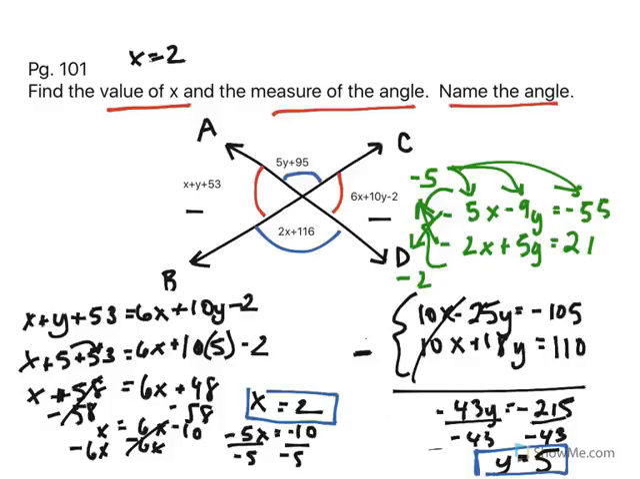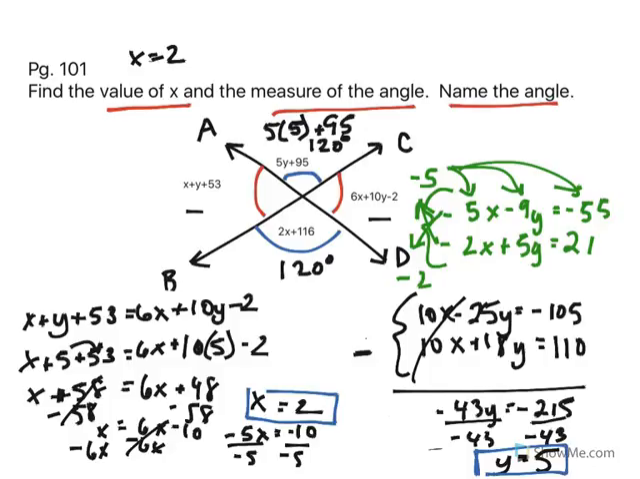And the measure of the angle. Okay, name the angle. It doesn't specify which angle, but I guess they just want us to find the measure of each of the angles, right? So we will plug the value of y, which is 5, into this equation. And I'm going to get 95 plus 25, which is 120. So this is 120. We know that these two angles are equal, so this is also 120.